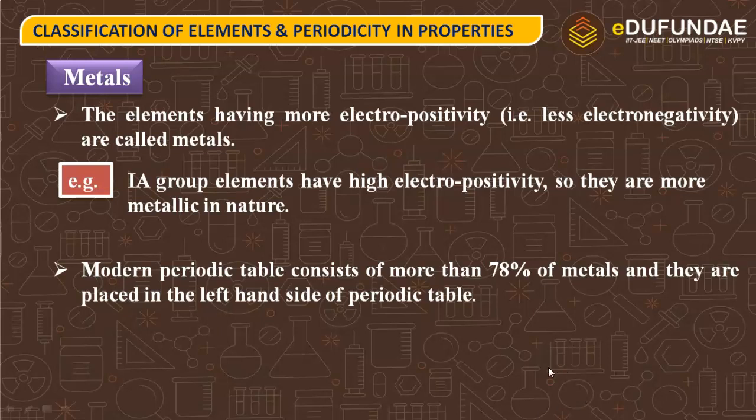Modern periodic table consists of more than 78% of metals, and they are placed on the left hand side of the periodic table. Yes, that's true, because group 1 elements are metals, group 2 elements are also metals, and transition metal elements are also metals. Lanthanides are metals, actinides are metals. So these all are metals, and we have 78% of metals in the modern periodic table, which are placed on the left hand side of the periodic table.